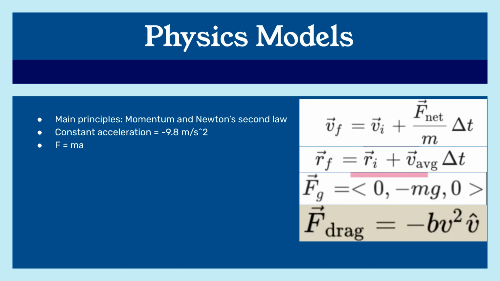So now on to the physics models that we used in this lab. The main principles were momentum and Newton's second law. Constant acceleration equals 9.8 meters per second squared, and then force equals mass times acceleration. First, we have the final velocity formula, and then we go to the position update formula to predict the motion of the object, and then the force of gravity near the Earth, which only affects the y component, and then we use the force of drag to show the component of air resistance and drag on the paper ball.